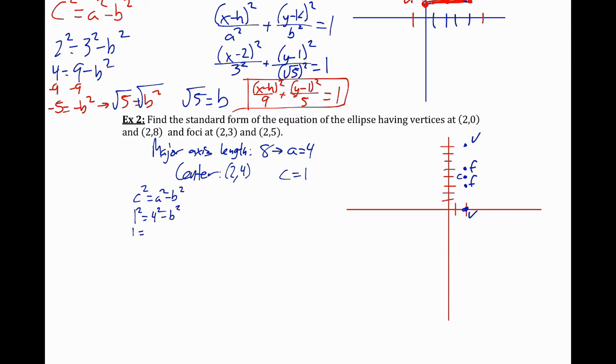We have 1 equals 16 minus b squared. Then we're going to subtract 16 from both sides. We end up with negative 15 equals negative b squared, which, as a shortcut, is 15 equals positive b squared. We take the square root of both sides, and we end up with the square root of 15 equals b. Again, that always seems like a pain until you remember b is going to get squared later.